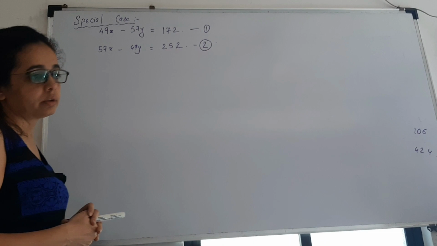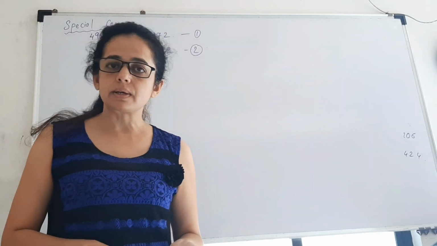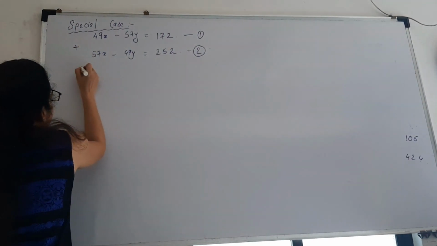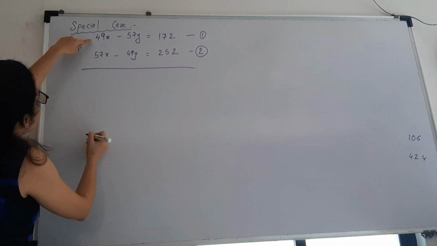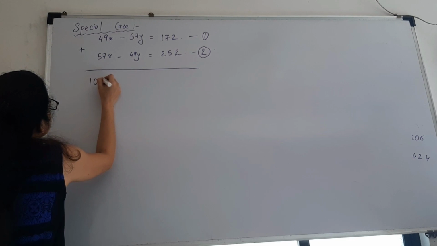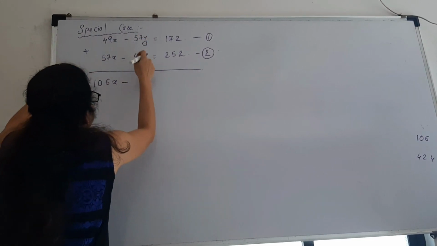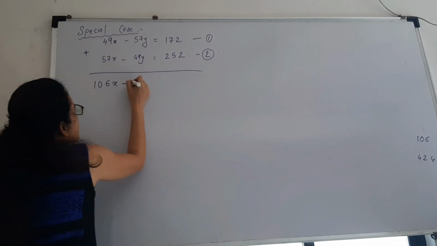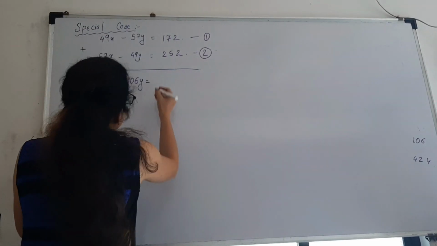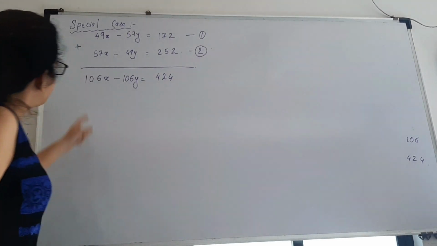This is a special case that we are going to consider. How do you solve this question? Here there is a simple way of doing it. First you add the two equations, then you subtract the two equations. When you add the two equations, what is 49 plus 57? It is 106x, right? And when you add minus 57 minus 49, it's minus 106y. And the addition of these two is going to be 424.